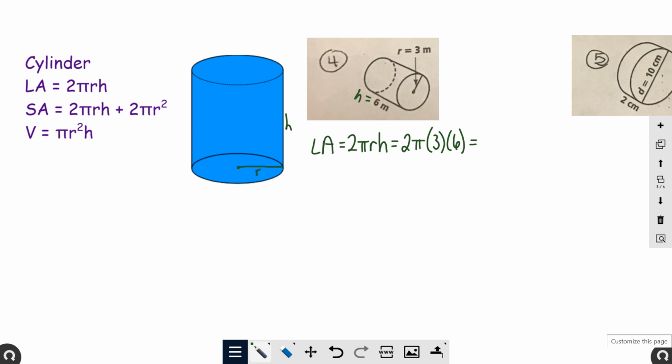Do not type in the pi button. You type in 2 times 3 times 6. Leave your answers in terms of pi. 2 times 3 times 6 is 36 pi. Good. Don't forget units, meters squared.